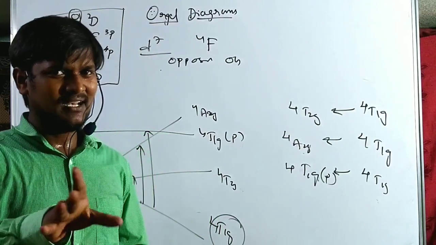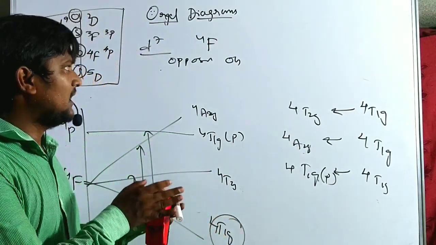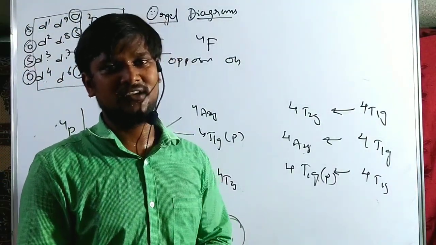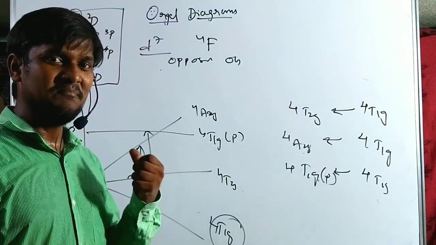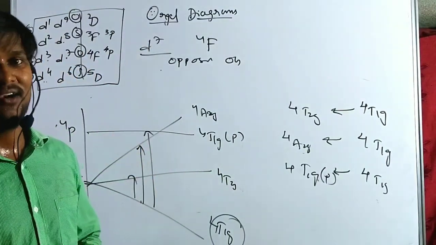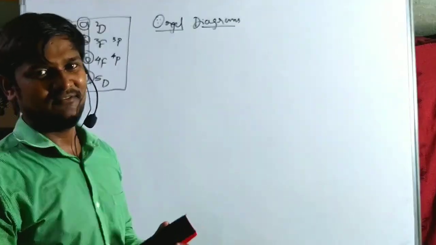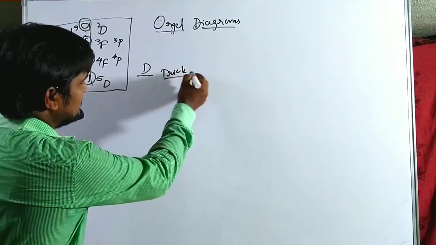Now, in 2 to 3 minutes, I will give a very simple trick for the identification of Orgel diagrams of each and every F and D term. Now we are going to look at the simple trick on the Orgel diagrams, first the D term trick. The trick is very easy.